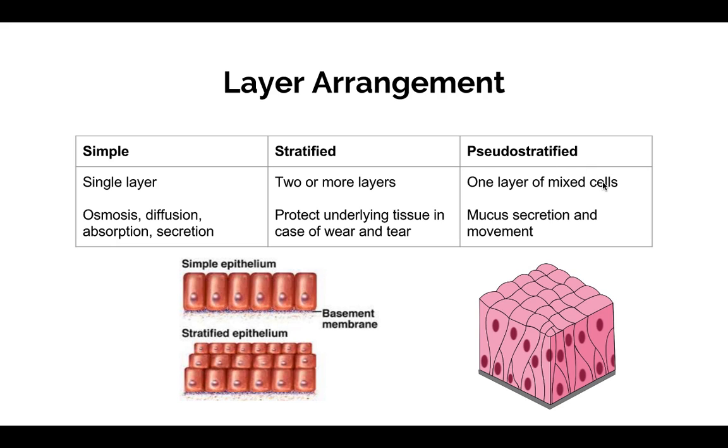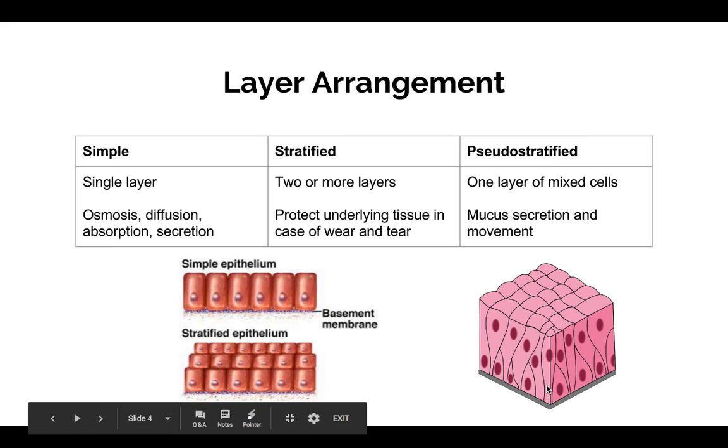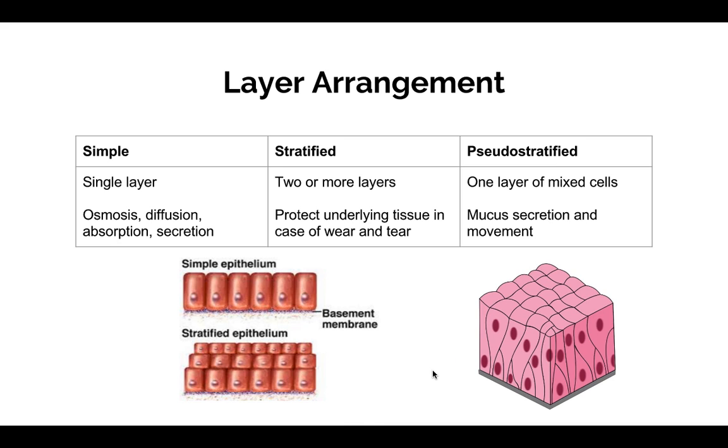And then your pseudostratified. It's pseudo, which means it's false. So it looks like it is more than one layer, but it's really just one layer. Pseudostratified is one layer of mixed cells, and these cells are responsible for mucus secretion and movement. And here you can see an illustration of pseudostratified. See how it looks like it could be multiple layers, but it's really just that the cells are elongated and they just look stretched out. All right, that's pseudostratified.